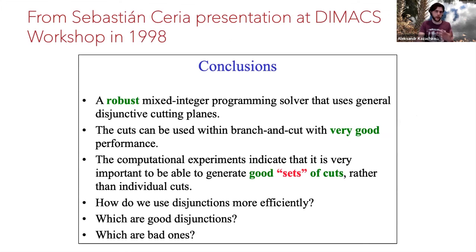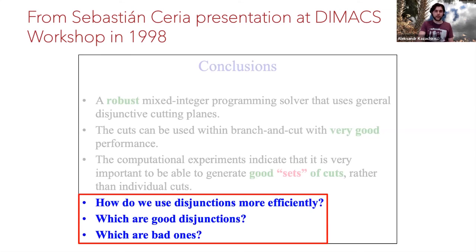And this is not a new insight. Even in 1998, Sebastian Sirer, who was one of those co-authors with my PhD advisor on research that spurred the new generation of cutting plane codes and integer programming solver codes. And by the way, Sebastian Sirer, I think, was recently inducted to the National Academy of Engineering here in the United States. So that's a big achievement. He had this presentation in 1998, and he looked at a few challenges that he identified even back then. And already we see that he said, how do we use disjunctions more efficiently? What are the good ones? What are the bad ones? It's very hard to tell. And so that is a difficult problem.